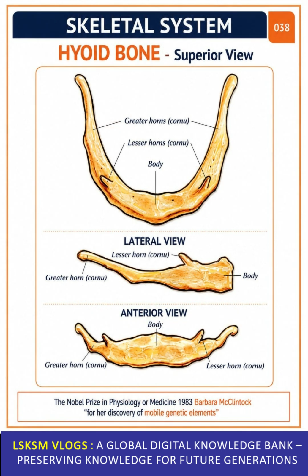Hyoid bone, superior view. The hyoid bone is a U-shaped bone located in the neck that does not directly join other bones. It supports the tongue and assists in swallowing and speech.